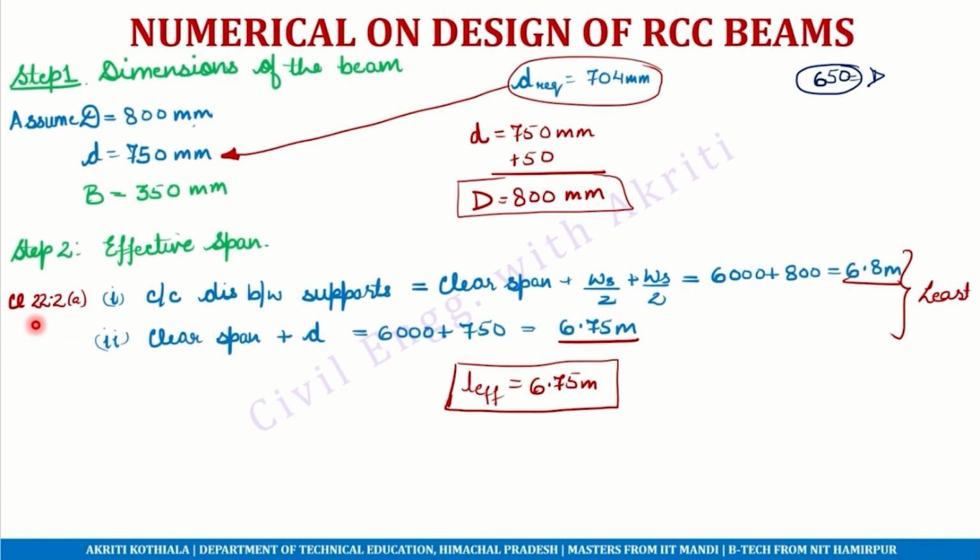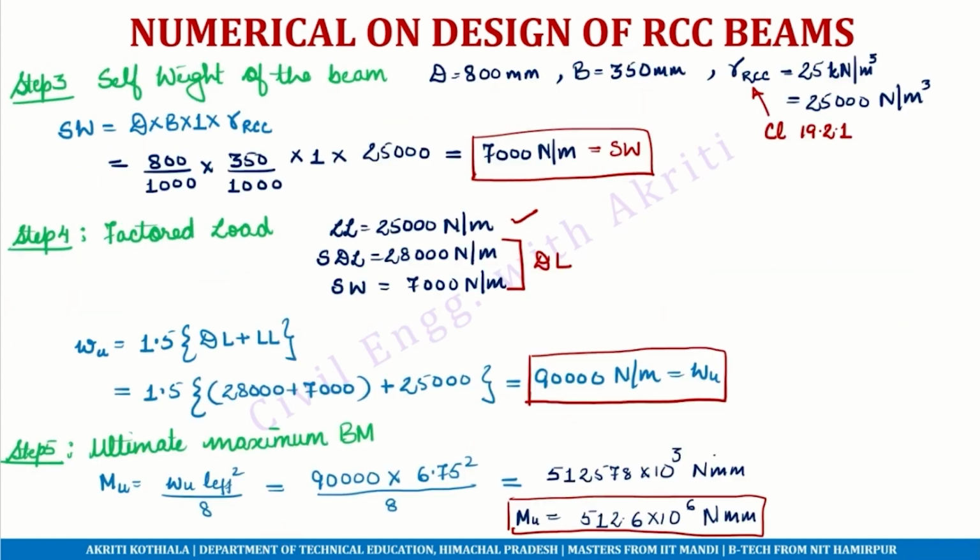Again referring to clause 22.2a, it can be clear span plus half the width of the support on the left and the right side. So this calculates again to be equal to 6.8 meters. And the second part is clear span plus D, which will be 6000 plus 750 mm. This is the new value of D, which we've substituted. So 6.75 meters. So L effective will be equal to 6.75 meters, because we are again going with the lower value of 6.8 and 6.75. So the lower value is 6.75. This is the L effective value.